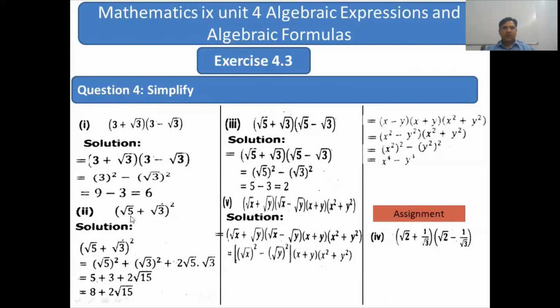Here is part 2, square root of 5 plus square root of 3 whole square. So here we can use the formula a plus b whole square. So square root of 5 is a, square root of 3 is b. So a square, square root of 5 square, plus square root of 3 square, plus 2 square root of 5 square root of 3. A square plus b square plus 2ab. So this square cancels out with this root, we have 5. So this square cancels out with this square root, we have 3.